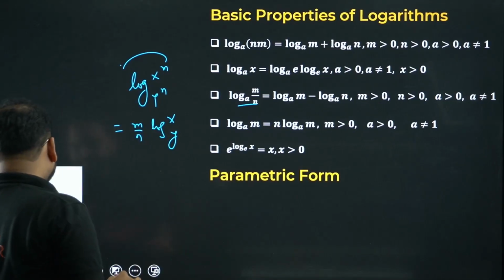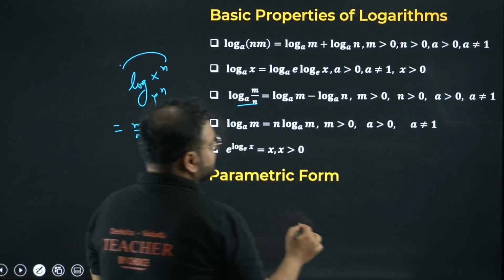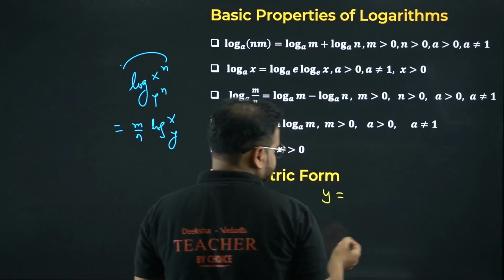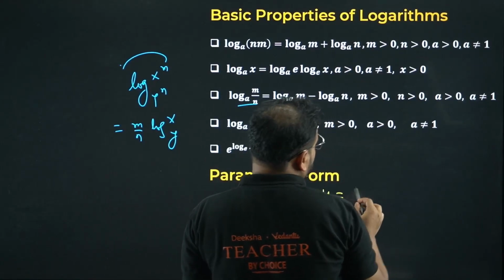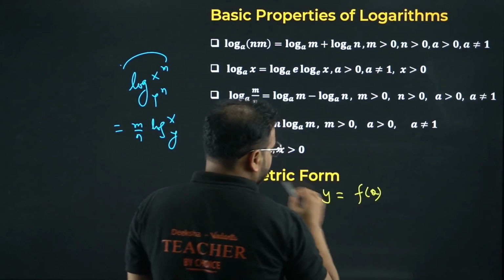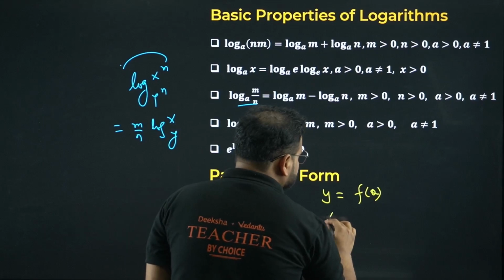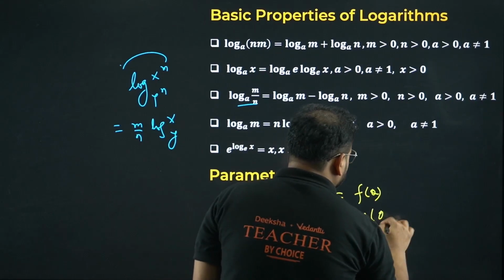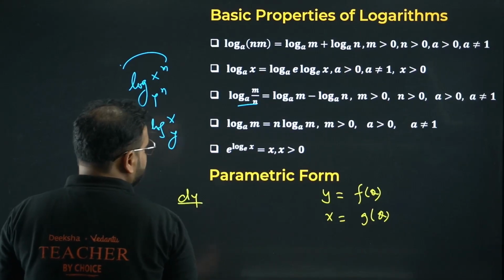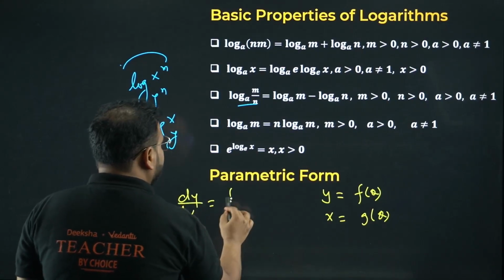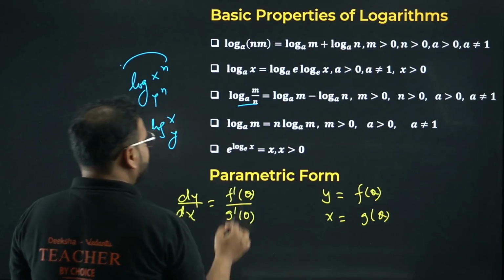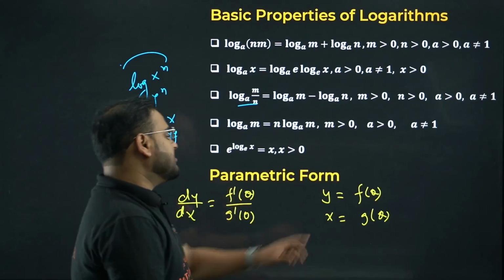The parametric form, what do we do in this case? Let's say y is given as some function of theta, f of theta, and x is also given as g of theta. What are you going to do in this case? You are looking for dy by dx, so you write f dash of theta upon g dash of theta. You differentiate f with theta and differentiate g with theta.